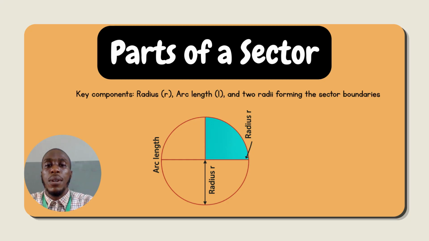Then we have the two radii forming the sector boundaries. Looking at the diagram, you can observe that we have one radius, another radius, and the arc length forming a full sector. In the next slide, we shall be talking about the formula for the arc length.